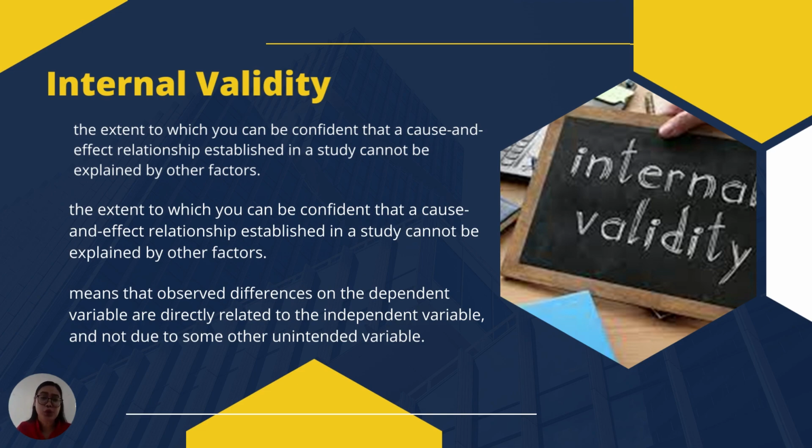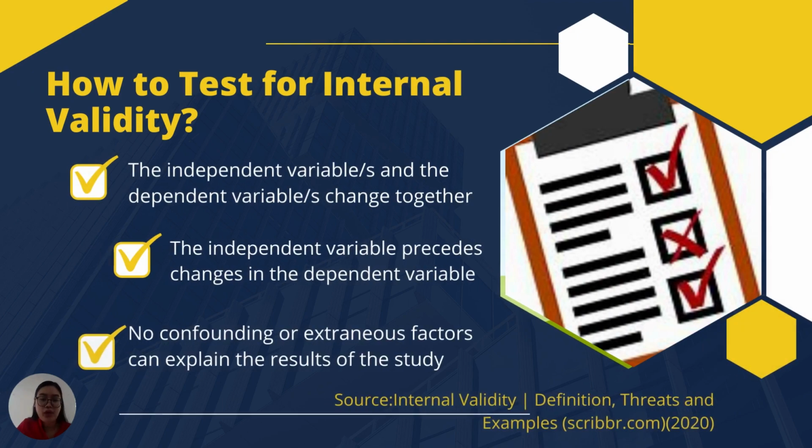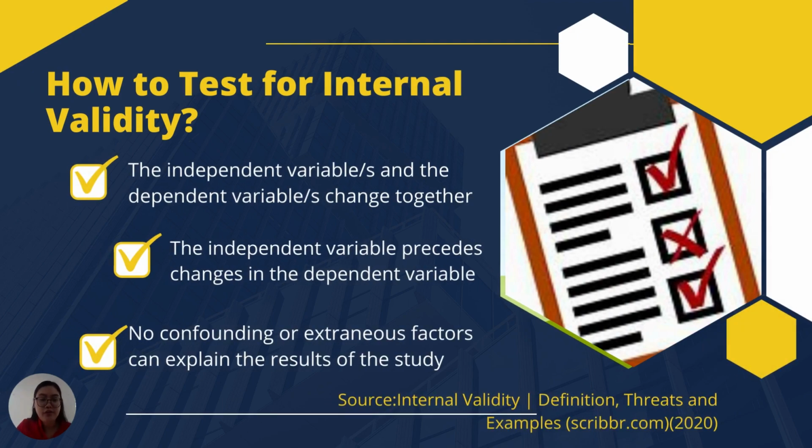So for our conclusion to be valid, we need to be able to establish that there are no other factors affecting the result of our research. So we must be confident that the changes in the dependent variable are actually caused by the independent variable. Now, how can we check if our study has internal validity? So there are three necessary conditions for internal validity. And all of these three conditions must be present to establish internal validity.